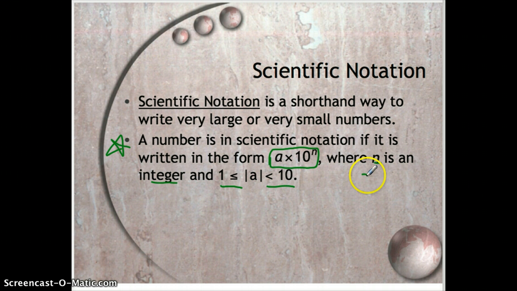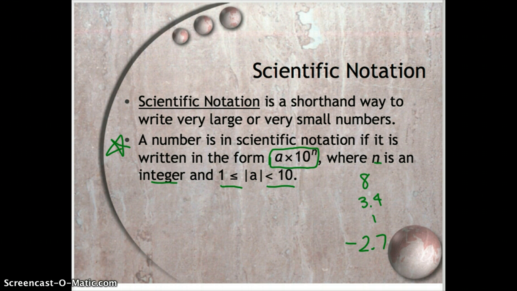So a could be like 8. It could be 3.4. It could be 1. It could not be 10, though. It could be 9.6. So basically, I like to think of a as a single-digit number. It could also be a negative, like negative 2.7 would be fine as long as the absolute value of a was between 1 and 10.